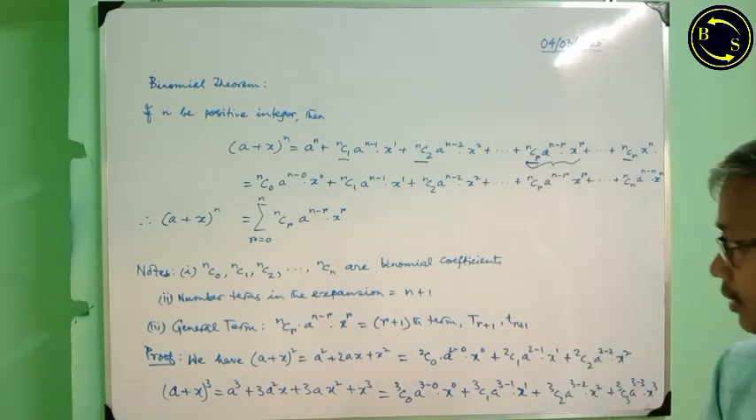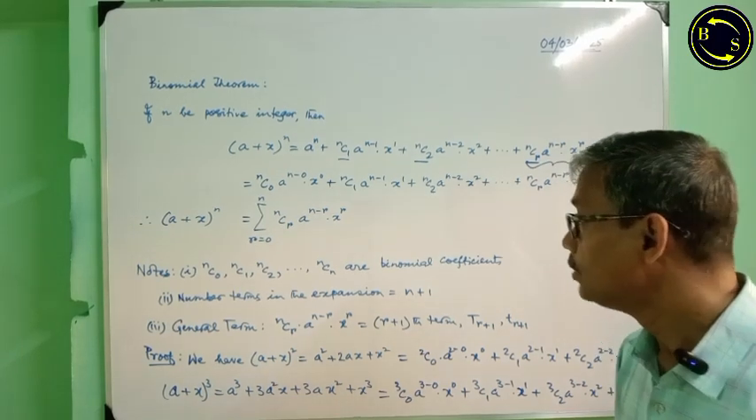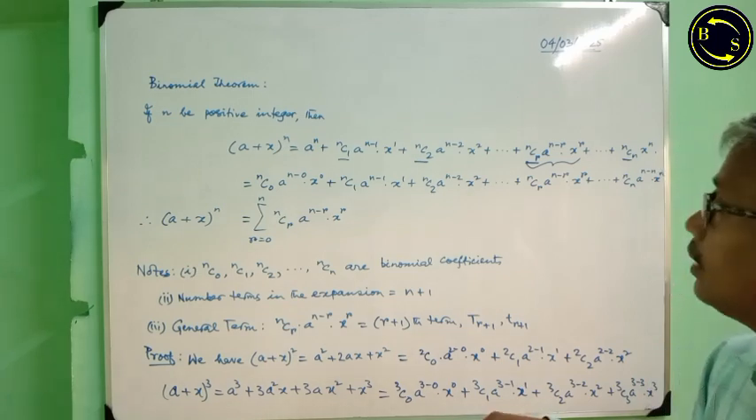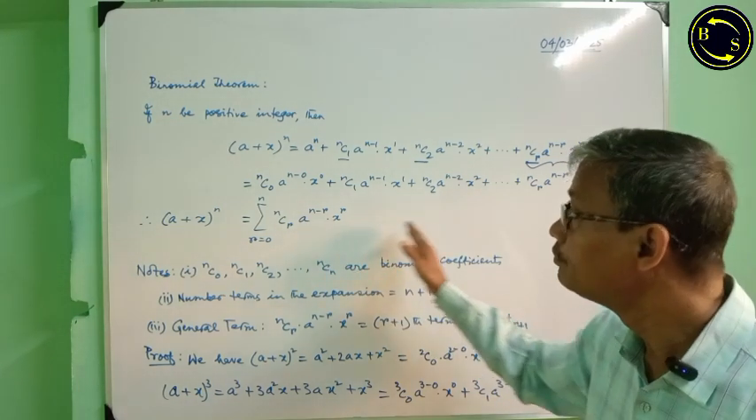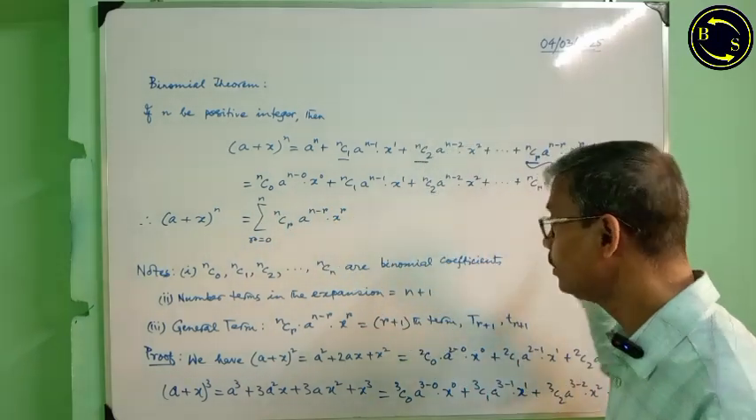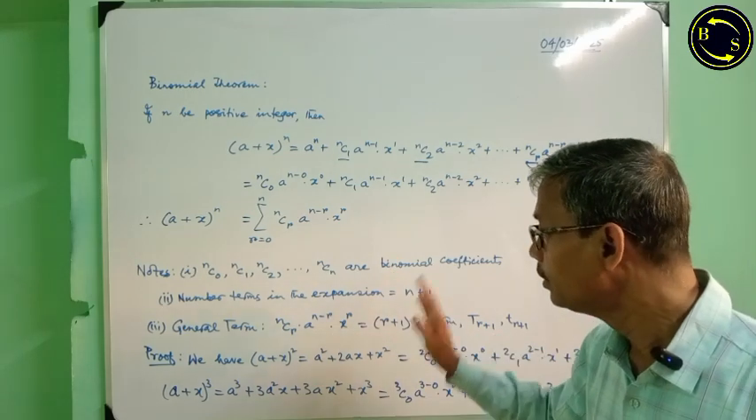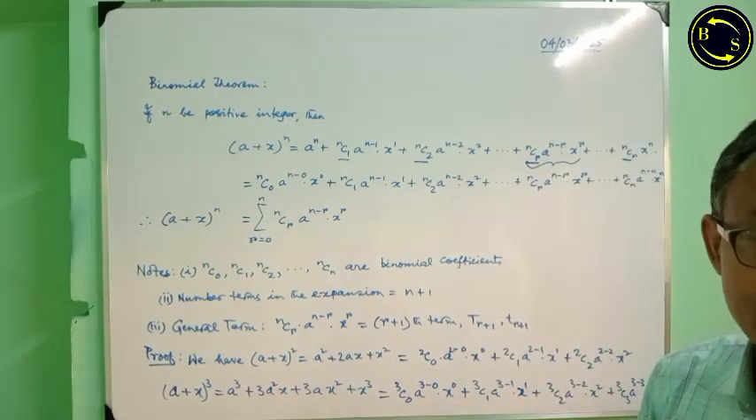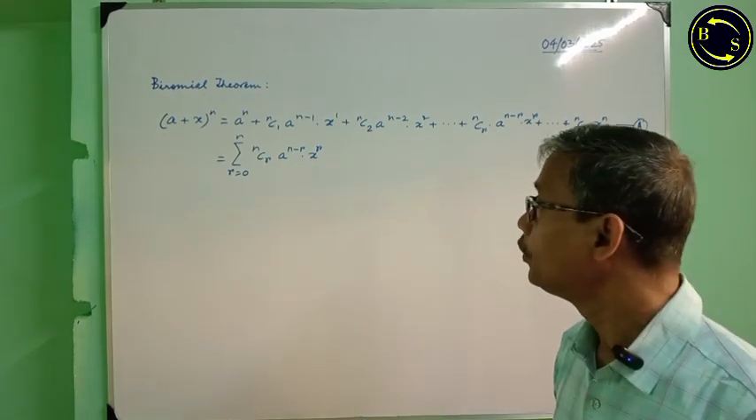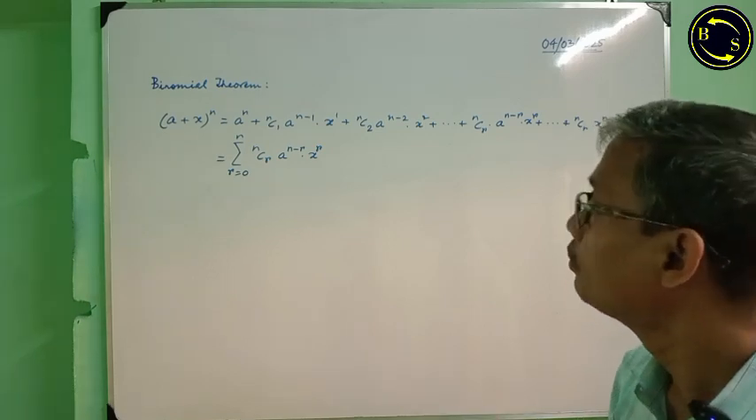I shall deduce that later on. At this stage, just memorize this one: (a plus x) whole to the power n equals this. Now the primary information is these. Now from the binomial theorem, we are going to deduce a few results.